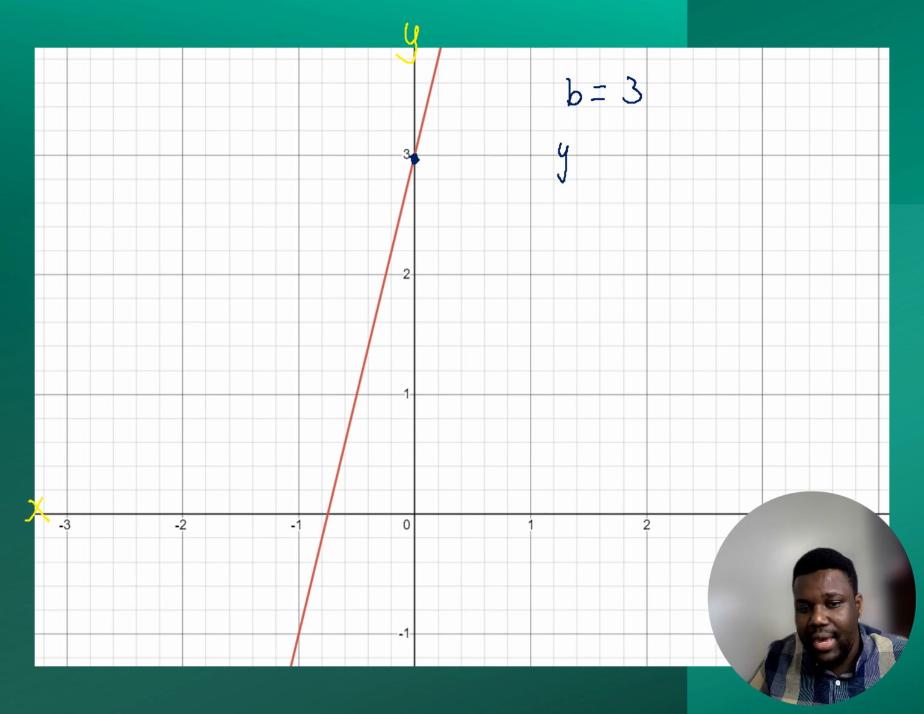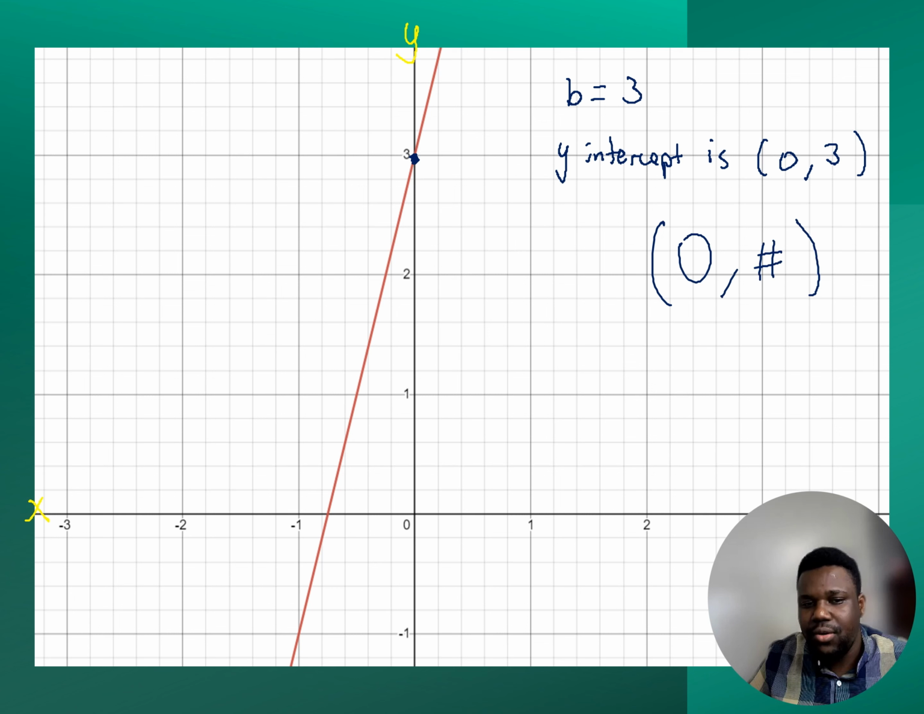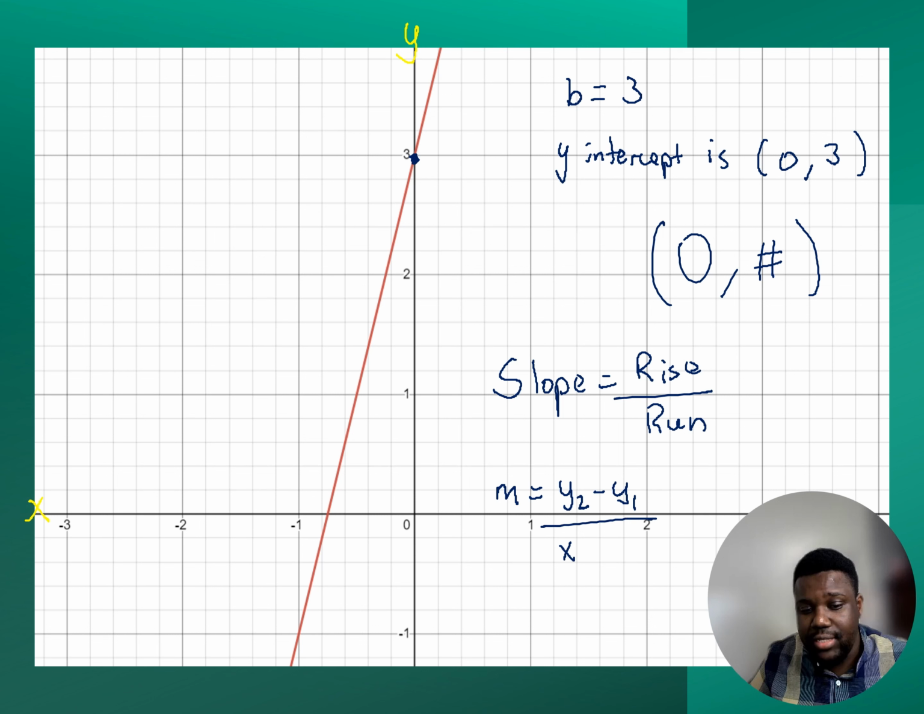Or we can say that the y-intercept is, on the x-axis it would be 0, and the y value would be 3. So the y-intercept is always 0 followed by the number, and that number is where the graph passes the y-axis. Now the slope is rise over run, so the number of units that we have to rise from one point to the next, or we can say that m is equal to the difference in our y values all over the difference in our x values.